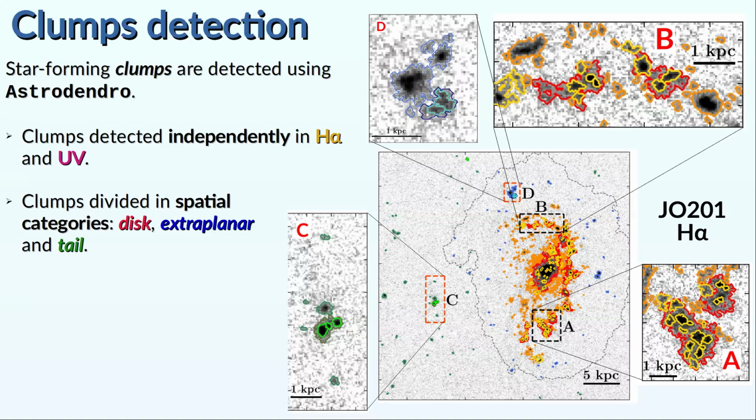The blue clumps are in the extraplanar region, so we are still inside the optical disk, but from the RGB images, they were already showing asymmetries, elongation, so they were most likely formed from gas that is already being stripped, but because of projection effects, still inside the optical contour of the galaxy. And in green, everything that is outside the disk, so by definition formed from stripped gas, and these are the tail clumps.